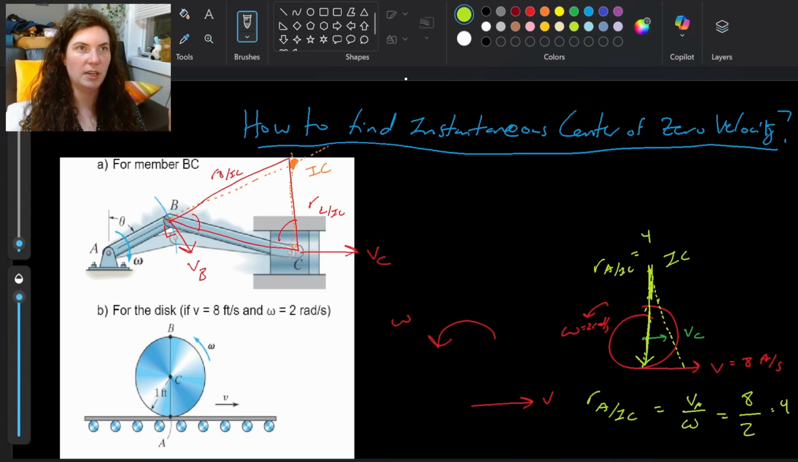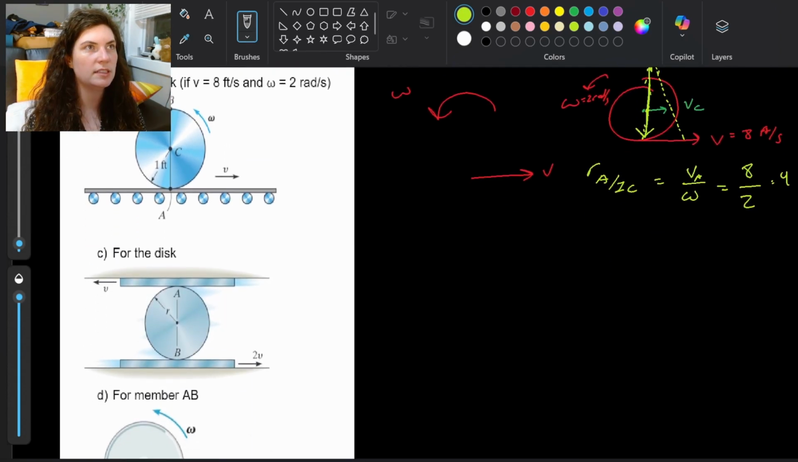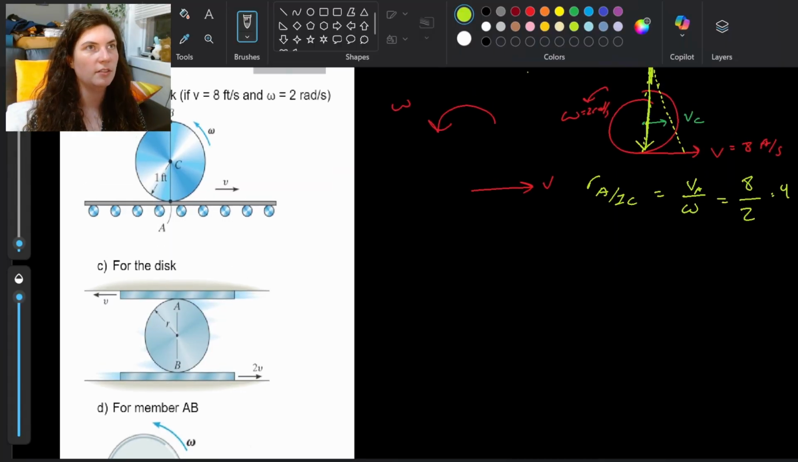So this is just a mini example of one where we have a disk rotating and the IC is outside of that disk. But what if we look at this next disk? Let me draw this guy a little bigger too so he's easier to see. Point B at the bottom here has a velocity of 2v, but point A at the top has a velocity of just v.